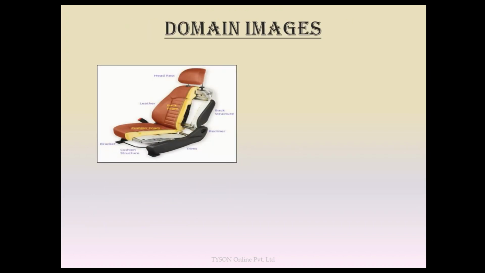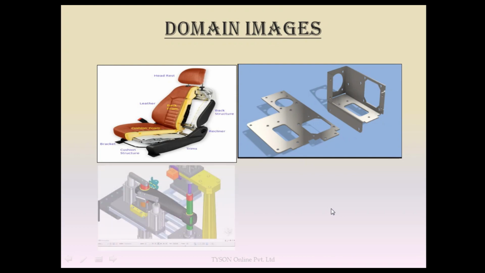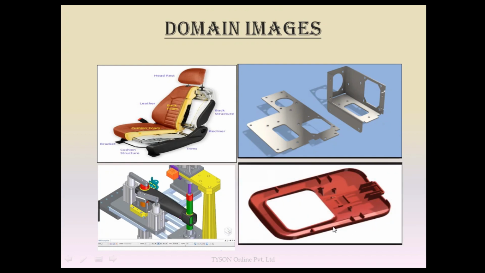You can see the images for the domains. This is the seating system. You can see the entire seating system can be designed in CATIA. The tools are available. You can take a specialization course of seating system using CATIA. Then you can see these sheet metal components. This is again a sheet metal domain. Then this is a BIW fixture, body in white fixtures. And this is plastic product design. Okay, so these are the images for the domains.